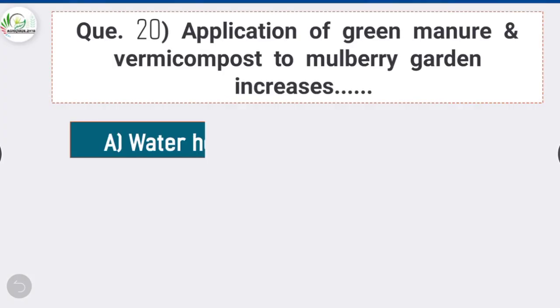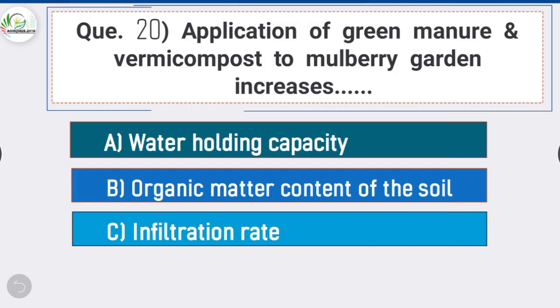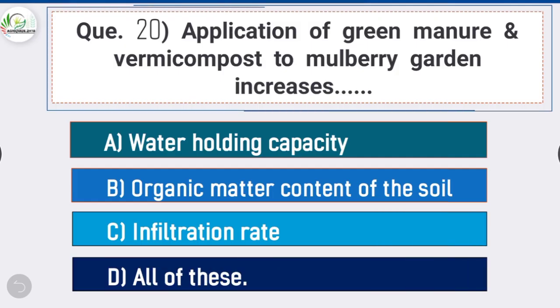Question number 20. Application of green manure and vermicompost to mulberry garden increases, option D is the correct answer, all of these. Application of green manure and vermicompost to mulberry garden increases water holding capacity, organic matter content of the soil, and also infiltration rate.